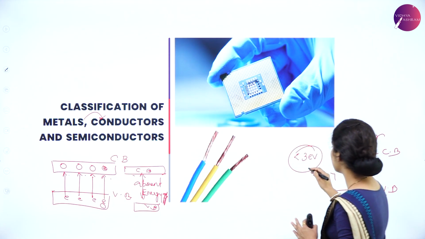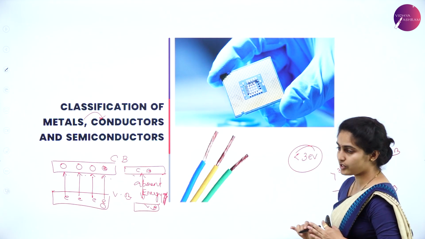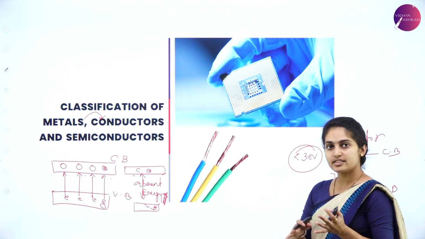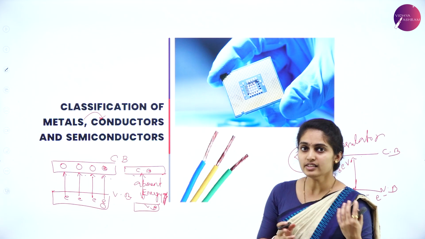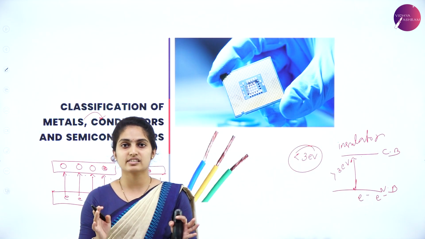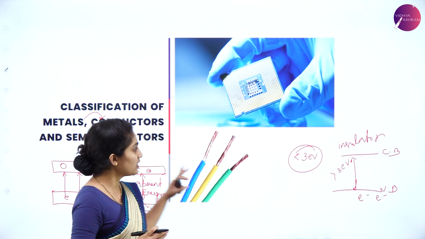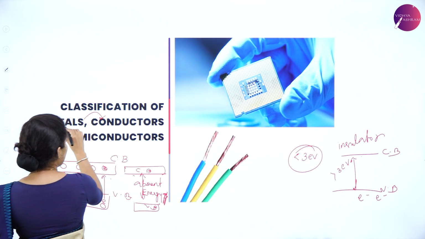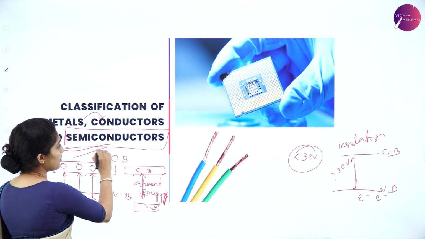Whereas the semiconductor is the one whose energy gap is less than 3 electron volt. It acts as an insulator at certain times and as a conductor at certain times. That is why it is called a semiconductor, as it acts as a conductor half of the time. So mainly we deal with this concept called semiconductors.